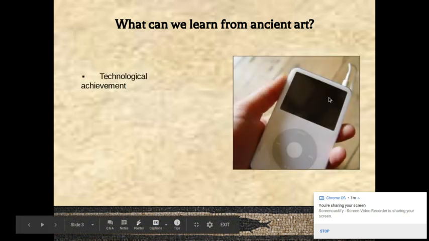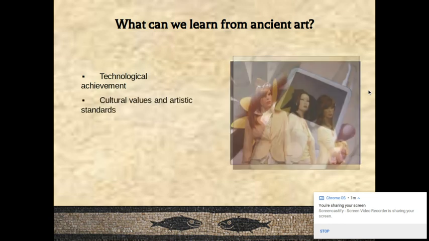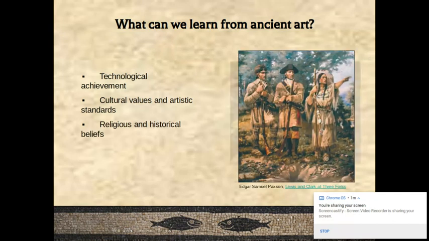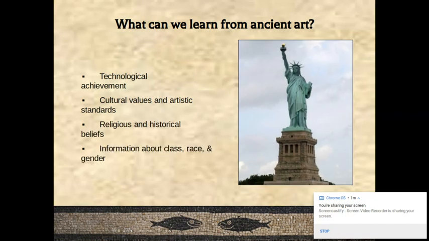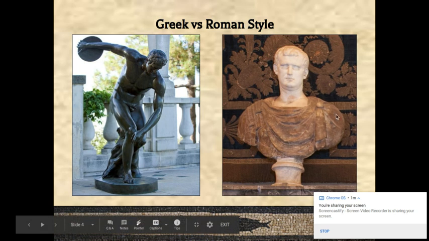Well, we can learn their technological achievements, their cultural values and artistic standards. We can learn about their religious and historical beliefs. And we can get information about class, race, and gender. So, right now, we're going to be talking about the difference between Greek, here on the left, and Roman art.